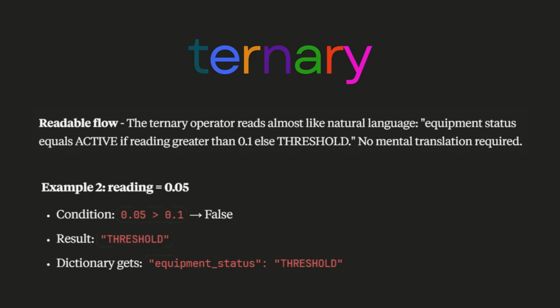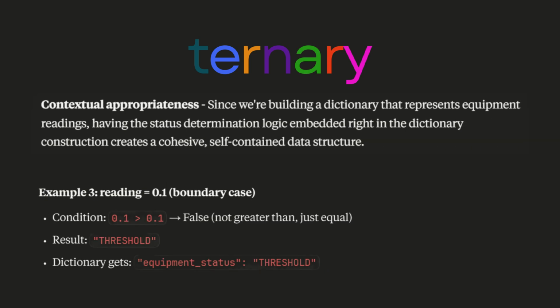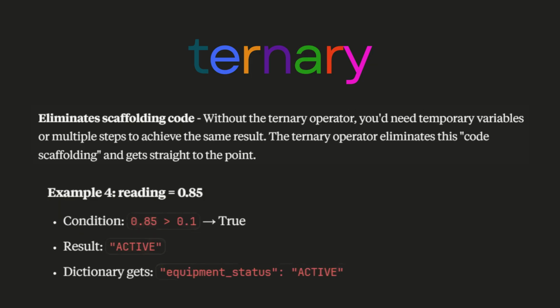Instead of storing static text, we're storing conditional values that reflect the actual measurement strength. This mirrors real scientific equipment behavior. When detection readings are strong, above 0.1, the equipment status shows active, indicating confident detection. But if it's weak, 0.1 or below, we've got threshold, indicating the equipment is operating at its sensitivity limit. The ternary operator creates compact conditional logic for data assignment.